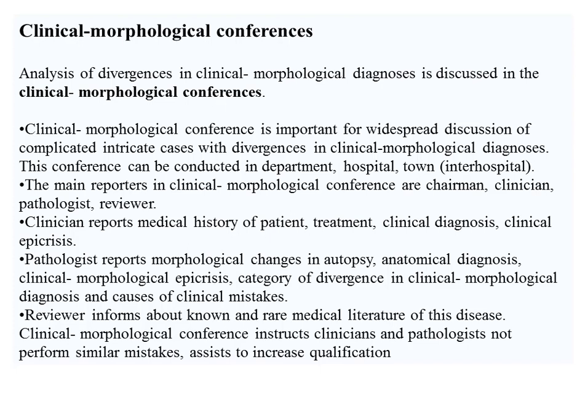This conference can be conducted in a department, hospital, or town. The main participants in a clinical morphological conference are the chairman, clinician, pathologist, and reviewer. The clinician reports the medical history of the patient, treatment, clinical diagnosis, and clinical epicrisis. The pathologist reports morphological changes in anatomy, the anatomical diagnosis, the clinical morphological epicrisis, the category of divergence in clinical and morphological diagnosis, the postmortem diagnosis, and the causes of the clinical mistakes.